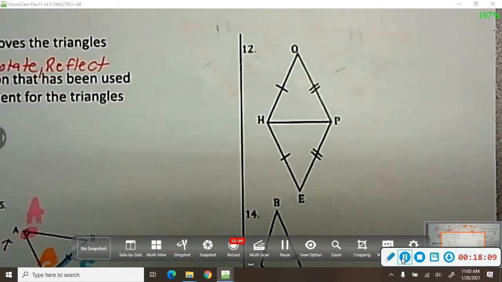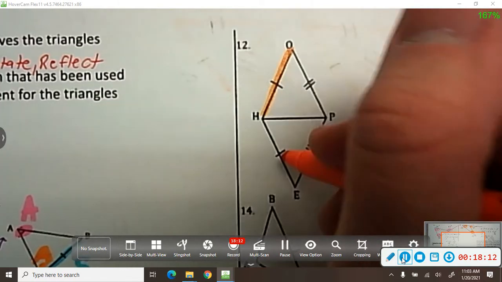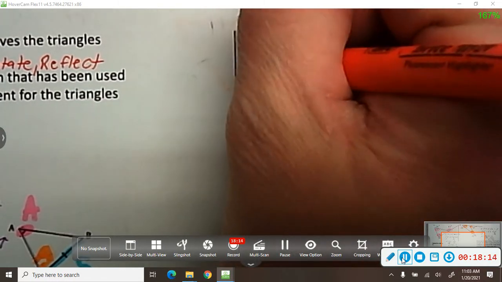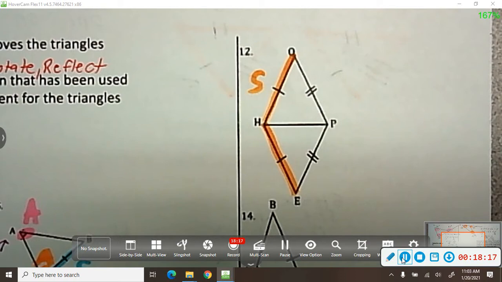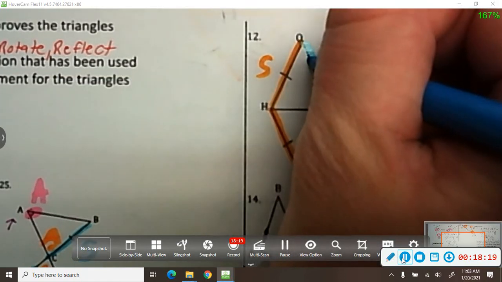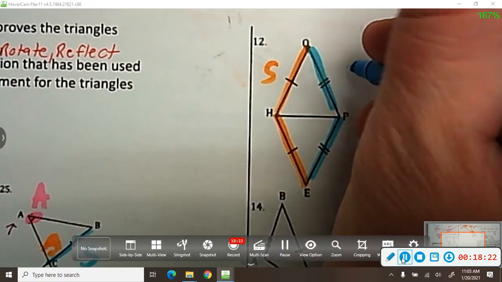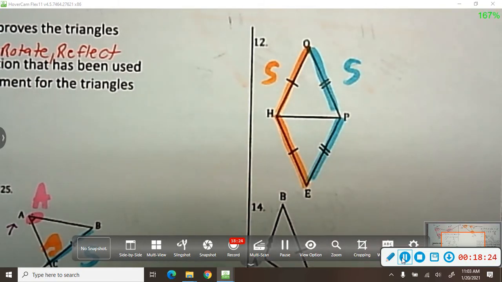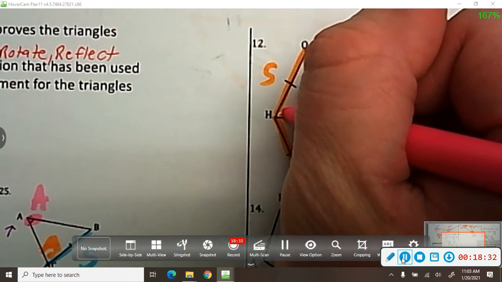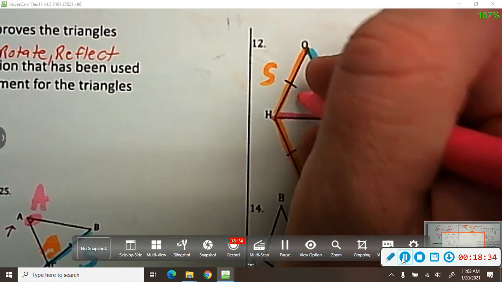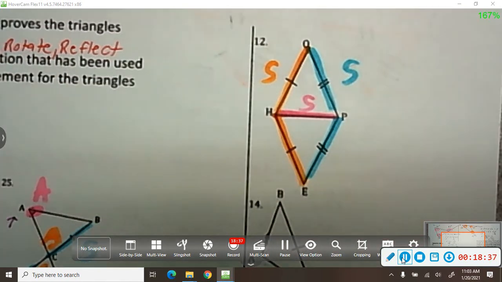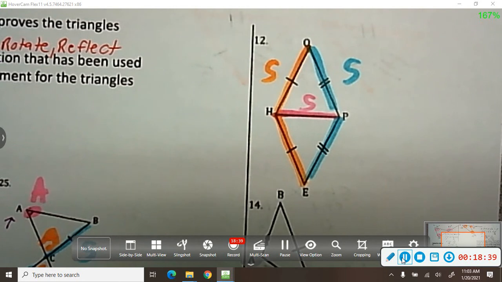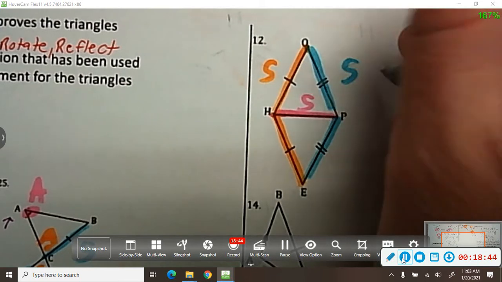Number 12. I have S. I have S. The oranges are congruent, the blues are congruent. And then I also know, by the reflexive property, that HP equals HP. If they share the same side, then of course they're congruent. So when they say what theorem or postulate, this one's easy. It's SSS.